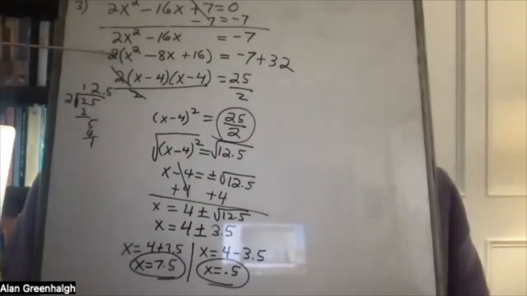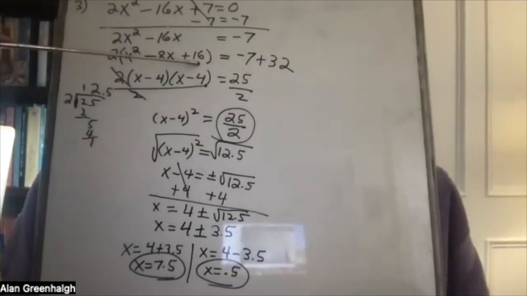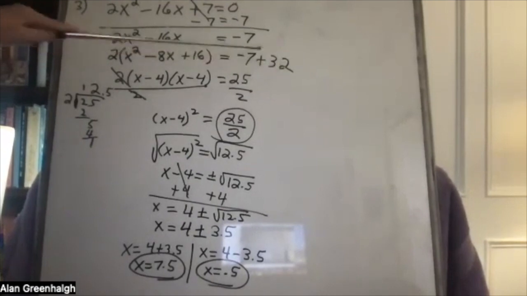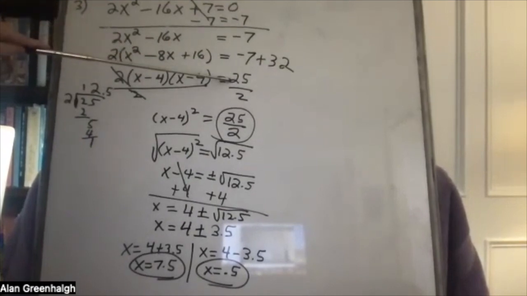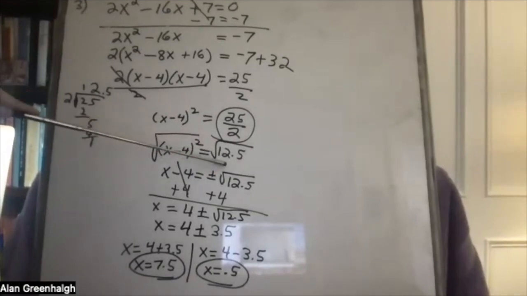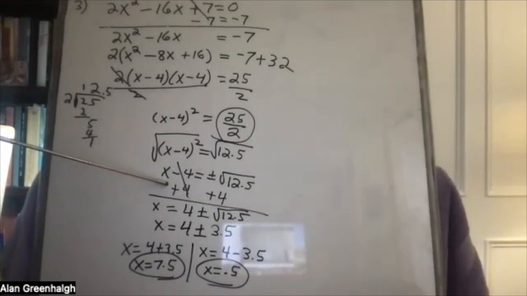Of course, you're not just adding 16 to the left, you're adding 2 times 16, which is 32 to both sides of the equation. So I did that. I added the 32. Negative 7 gives us 25. Got rid of the 2 over here. Put these 2 together. Had the square root of x minus 4 squared equals the square root of 12.5. Wound up with this, brought that over.